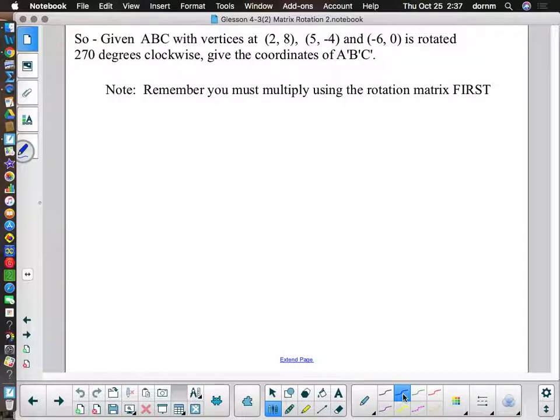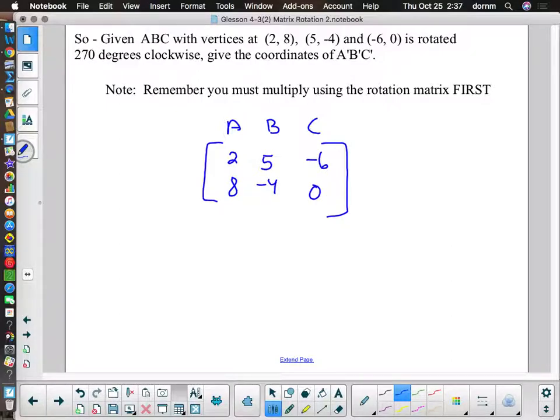I have triangle ABC with vertices at 2, 8, 5, -4, and -6, 0, rotated 270 degrees clockwise. Given that, find the coordinates of A prime, B prime, C prime. Okay, so I'm going to start by doing my coordinate matrix. My coordinate matrix for ABC is 2, 8, 5, -4, and -6, 0. Now I know I'm going to have to wind up with points A prime, B prime, and C prime, so that's going to go there.